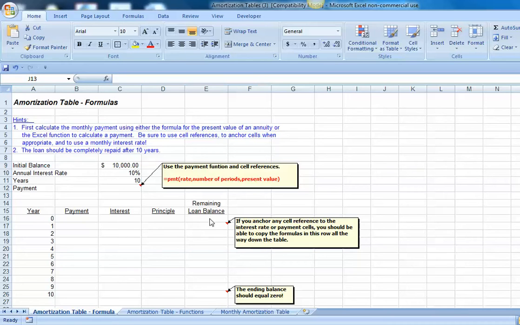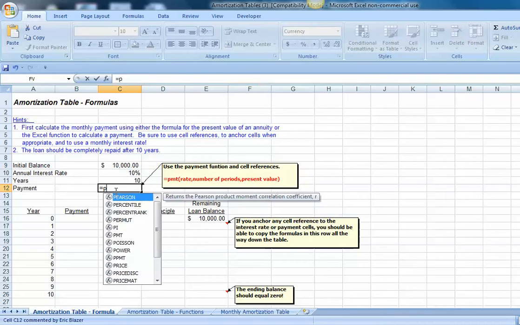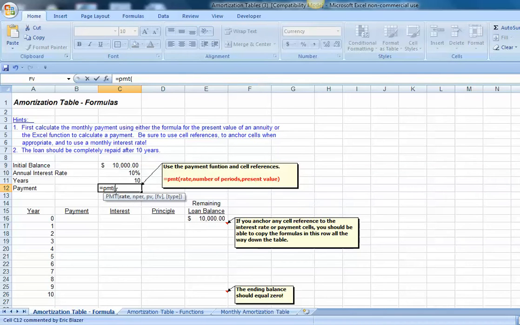We're first going to build our Excel amortization table using Excel formulas rather than Excel functions. We'll only use the function to calculate our loan payment. Begin by picking up our time zero loan balance. So we're going to link to cell C9, and again, let's anchor that since that's going to be a constant reference. Our payment then equals PMT, parenthesis, and our interest rate, 10%, number of periods, 10 years, and negative 10,000 for our present value.